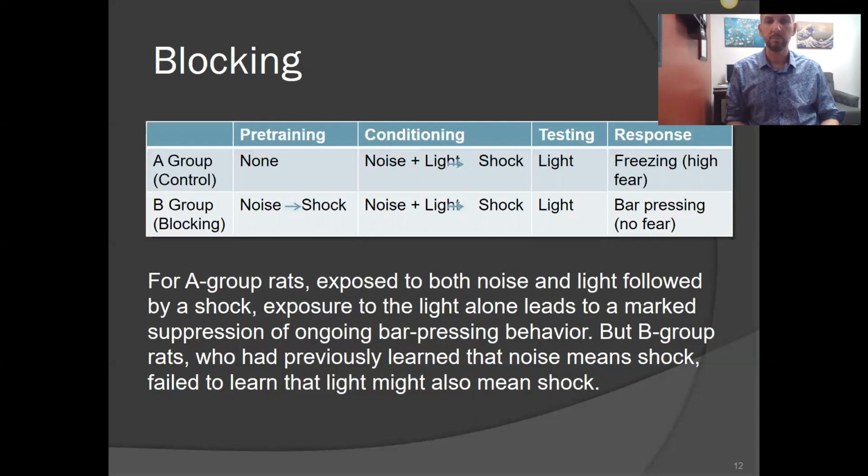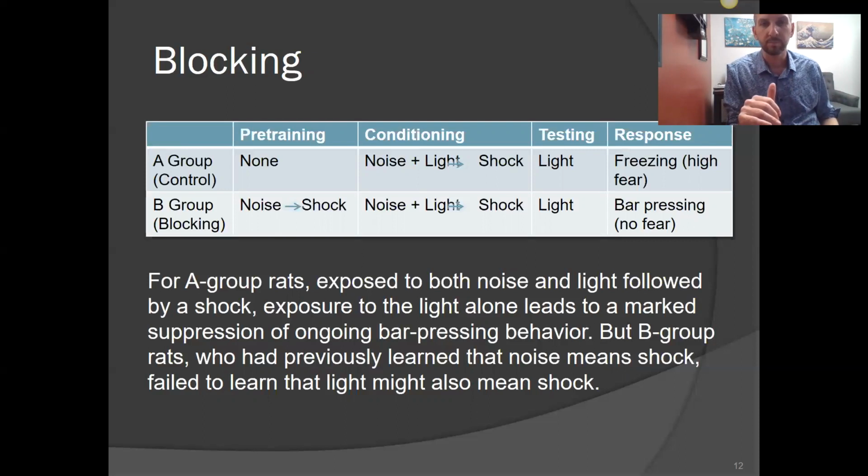And then the B group, it's the same thing. So they do noise and light with a shock, but before they do that conditioning, they first get a pre-training, and they train them with a noise, and then a shock, and then they do the conditioning. Okay, so the conditioning with the noise and the light with a shock.